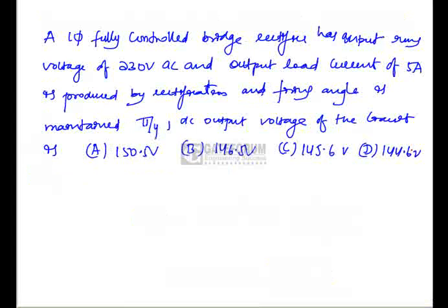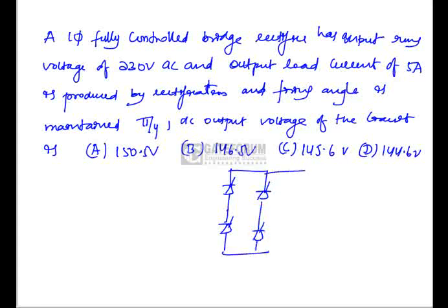Single phase fully controlled bridge rectifier. A single phase fully controlled bridge rectifier consists of 4 thyristors. Fully controlled in the sense all 4 are thyristors. The input voltage is given as 230 volts, 50 hertz, and the firing angle alpha is equal to 45 degrees.